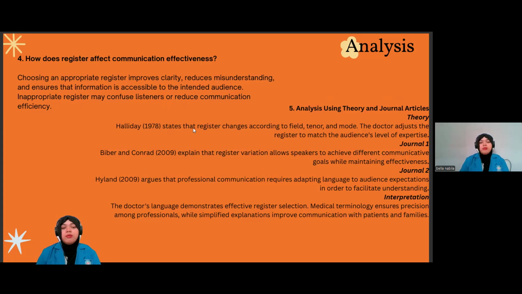The theory and journal by Halliday, Biber and Conrad, and Hyland. In interpretation, the doctor's language demonstrates effective register selection. Medical terminology ensures precision among professionals, while simplified explanation improves communication with patients and families.